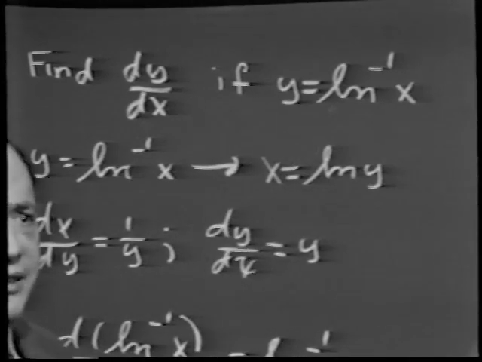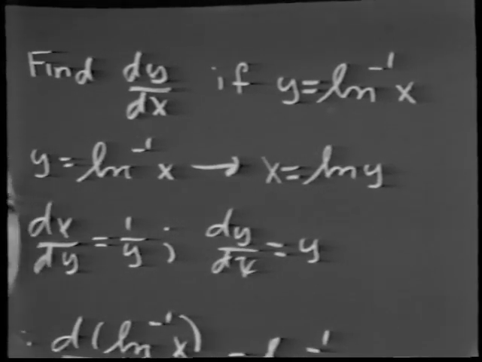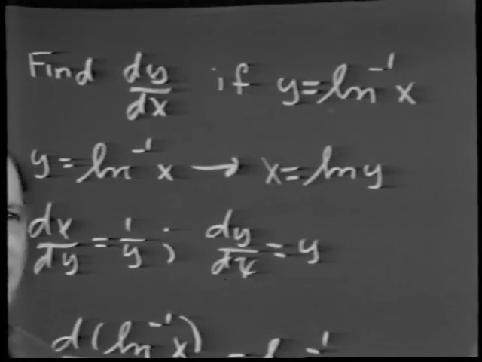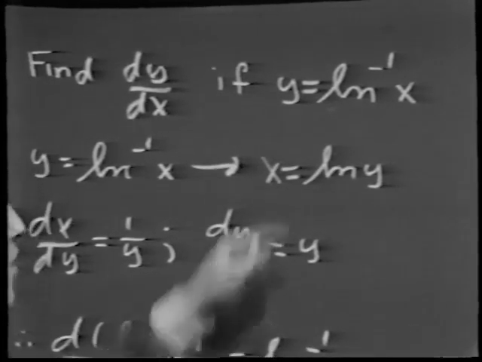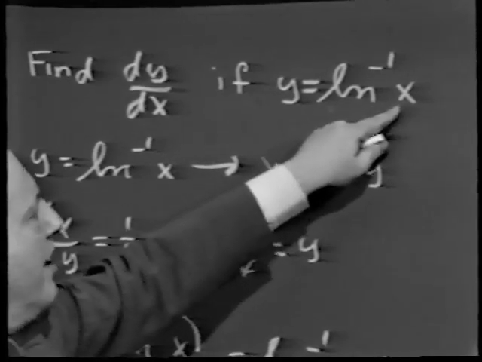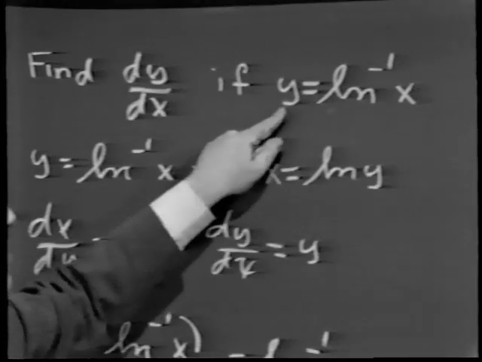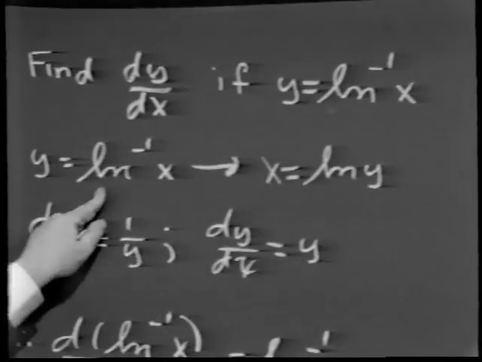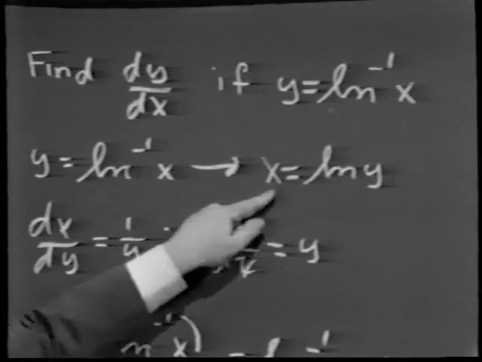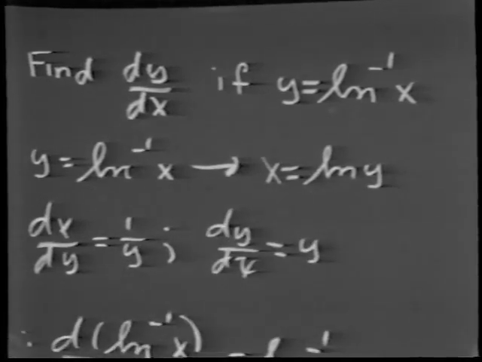So, for example, a typical question that one might ask is find dy/dx if y is inverse natural log x. Again, this works the same way as it did for the inverse trig functions, for the inverse of everything that we've done so far in this course. We start with this particular relationship and right away translate it into that which we're more familiar with, namely we translate y equals the inverse natural log of x into x equals natural log y.